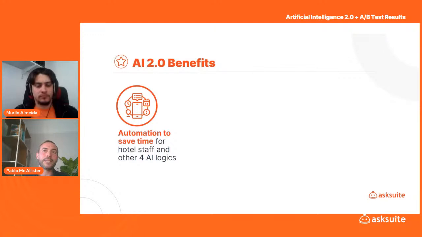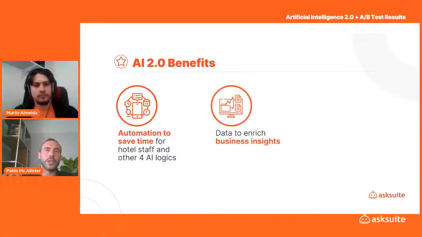And this launch that we are doing now with artificial intelligence 2.0 is like the fifth logic that we are adding to the already existing four AI logics that we have working with our tool. And this is going to be a little bit more explained by Murilo later on in the presentations.